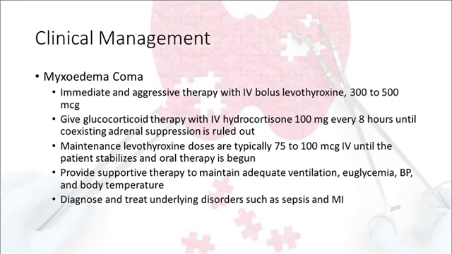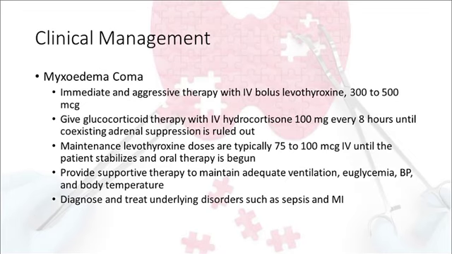In terms of treating myxedema, myxedema itself requires immediate and aggressive treatment because of its high mortality rate. As a result of that, we will use IV bolus levothyroxine of 300 to 500 micrograms, so a fairly high dose. We will also give glucocorticosteroid therapy such as IV hydrocortisone 100 milligrams every 8 hours until coexisting adrenal suppression is ruled out. We will then maintain levothyroxine doses anywhere between 75 to 100 micrograms IV until the patient stabilizes, and then we can start oral therapy.